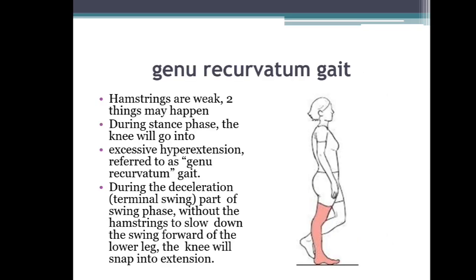Last, we have genu recurvatum. In this, the quads are weak, and during stance phase the knee will go into hyperextension, and during the terminal swing, without hamstrings to slow down the forward swing of the lower leg, the knee will snap into extension.